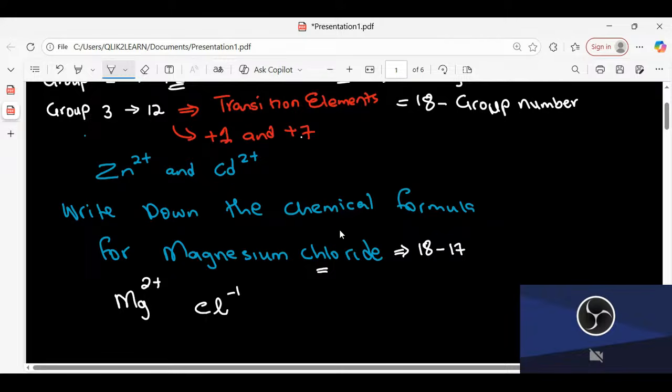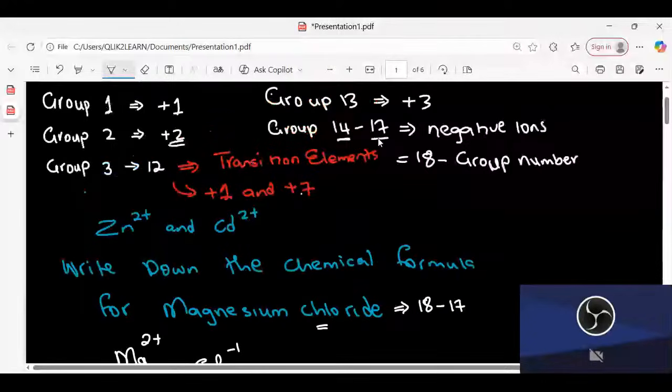Why? Because chloride is in group 14 to 17, so they are negative ions. What we did there is 18 minus 17, and the answer that you get, you put it negative. Is everybody happy with that, guys? Are you all happy? Do you guys understand?